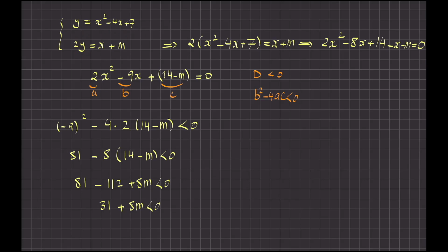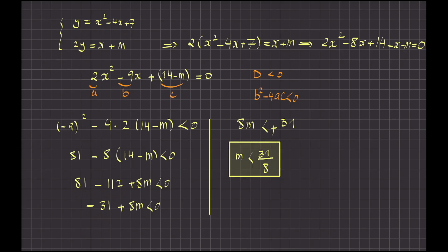And this is an inequality, yes? You have to solve this inequality as you learned in Math 1c. So 8m is less than minus 31. Oh, sorry, this is minus 31. So I forgot, 81 minus 112 is minus 31. So when I move it to the other side, it becomes positive. So m should be less than 31 over 8. So that's the answer.